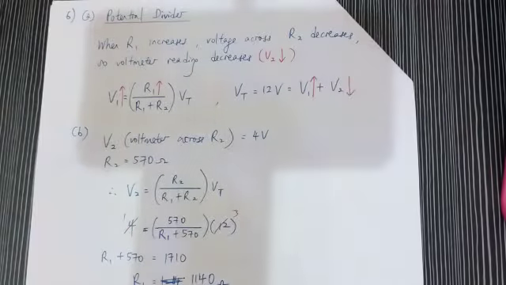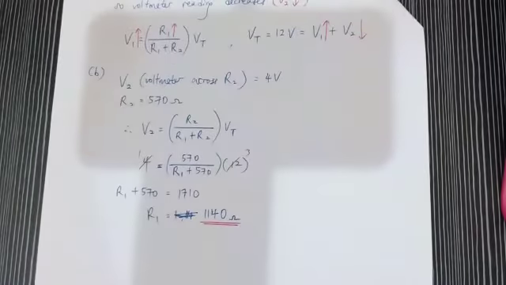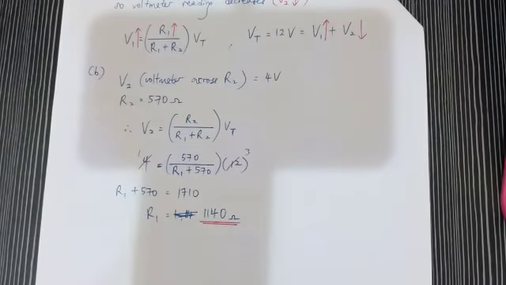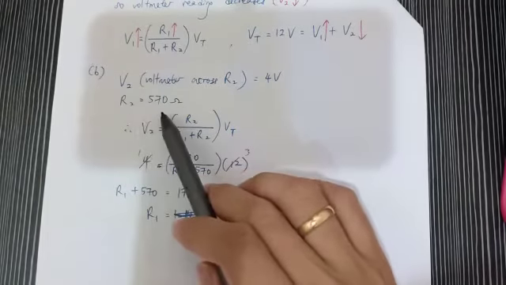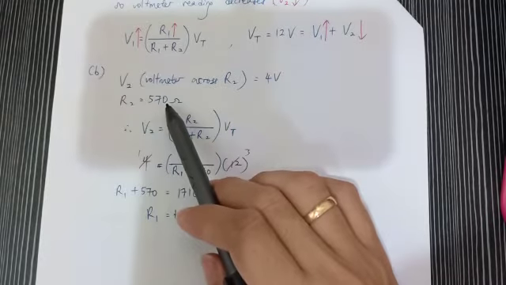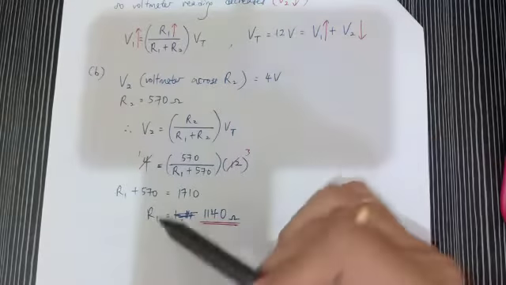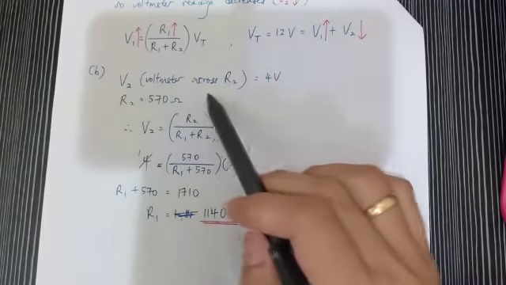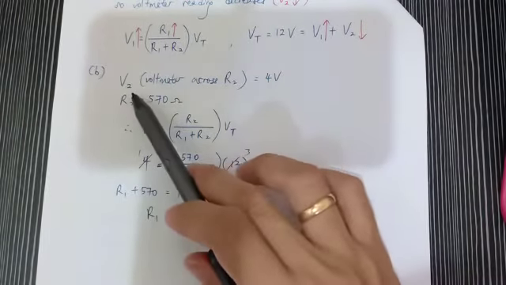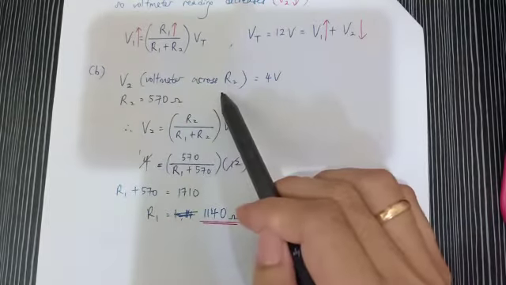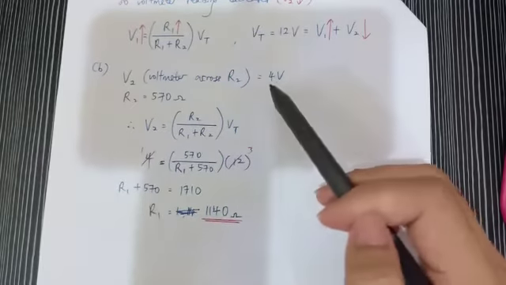That's the explanation. Next, about part B. Just now he asked, R2 is given as 570 ohm. Find the value of R1 when the voltmeter reading, which is actually V2, the voltage across R2, equals 4 volt. So how?